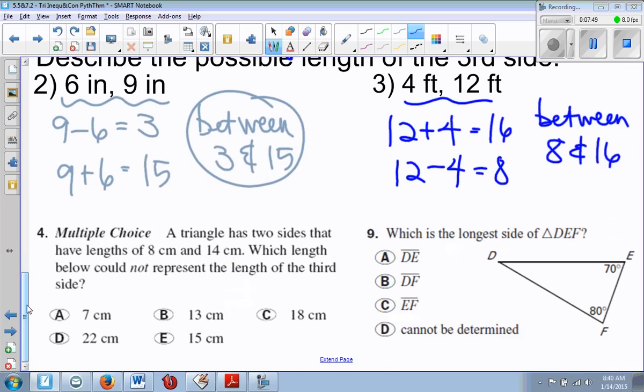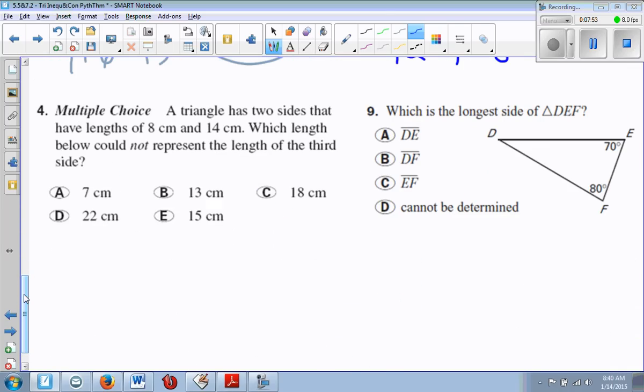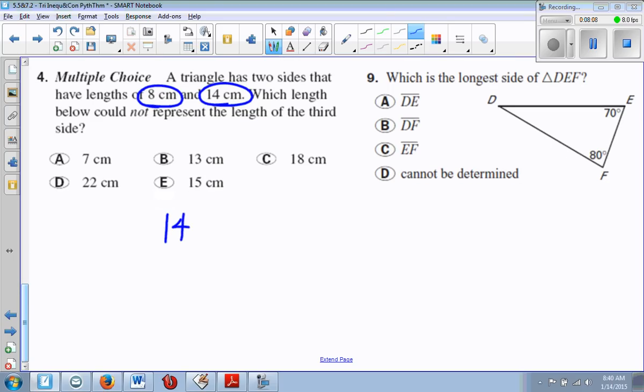Moving down, last two problems. Very similar to what we just did above. These are just ACT type problems. It says a triangle has two sides that have lengths of 8 and 14. Which length could not represent the length of the third side? Well, let's first figure out what could. Just like above, I'm going to add the numbers and subtract the numbers. So adding them gives me 22. Subtracting them gives me 6. That means my third length could be anything as long as it's between 6 and 22.